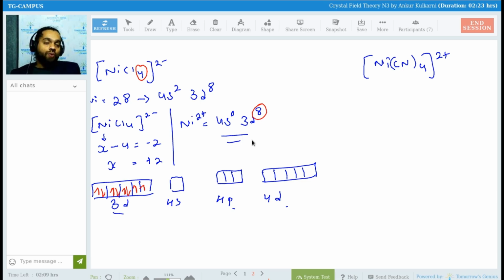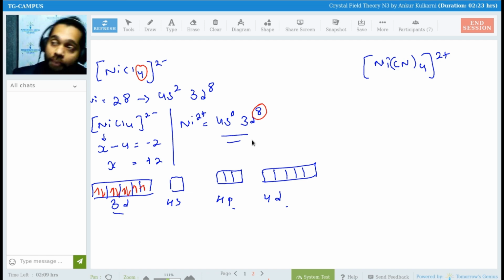Each ligand forms what bond? Is it a covalent bond? Is it an ionic bond? Is it a coordinate bond? What type of bond is this? Come on, tell me. It's in the name. What is the name of the chapter? It forms, Kirtini, a coordinate bond.